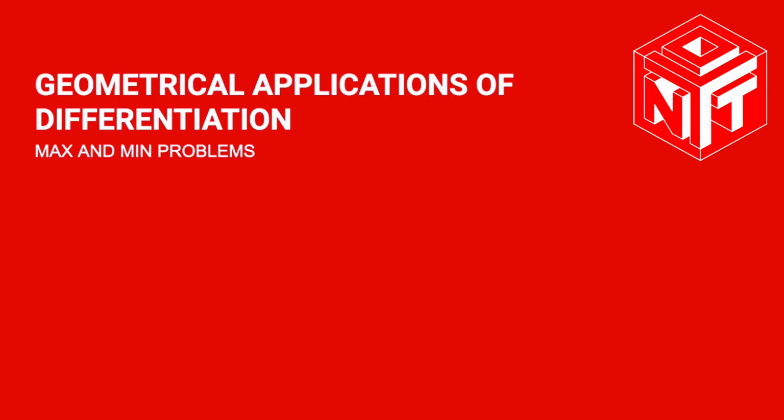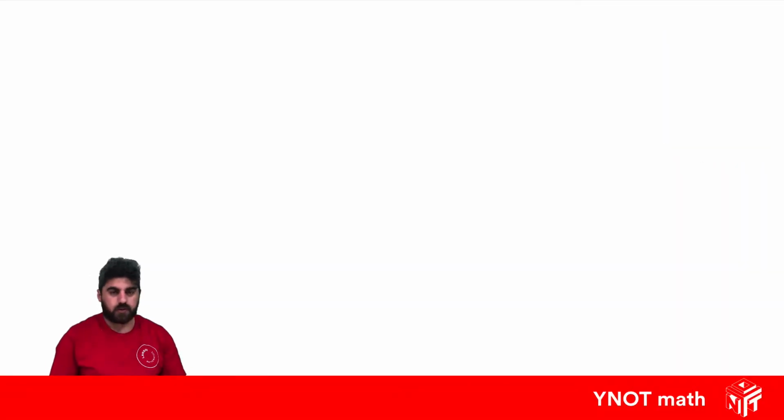Max and min problems. So we've spoken about max and min before, being either maximum or minimum stationary points, or maximum, minimum turning points. And in the real world, you can use calculus to minimize or maximize values of an equation, or find what the minimum and maximum values would be. And we can use them to maximize profits, for example, in a business model, or minimize expenses in a business model.